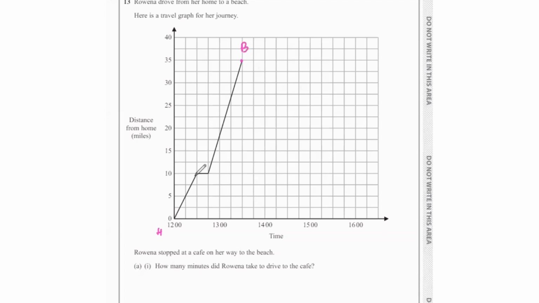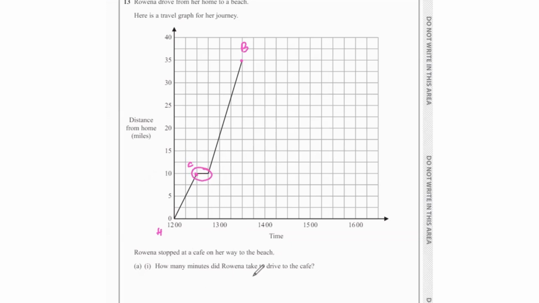So on her way, she stops at a cafe. So this is the cafe. How do we know this is the cafe? Because she is stopping at the cafe, and that stopping part is shown when there is no distance being covered. The distance is constant. And as you can see, on the distance-time graph at this point, your distance is constant at 10. It's not decreasing or increasing, which means this is the duration during which she stopped at the cafe.